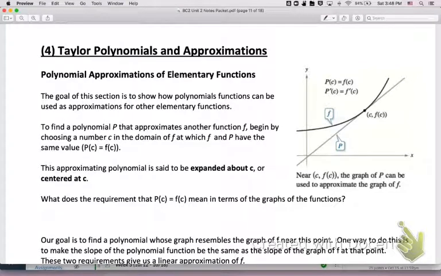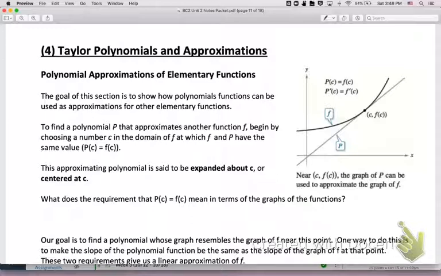In this section, we're going to look at Taylor polynomials and approximations using these Taylor polynomials. So we've looked at different characteristics of functions now that can be described by different levels of the derivative. The first derivative tells you about the slope, the second derivative tells you about the concavity, and so on. And we've also seen that when it comes to derivatives, polynomials are obviously the easiest functions to work with.